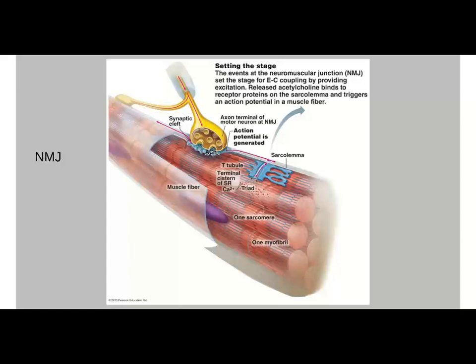Well, the sarcolemma, remember, has those infoldings where parts of that cell membrane fold in. We call that a T-tubule or a transverse tubule. And since that T-tubule is part of the sarcolemma, it's made of the same stuff, as this action potential spreads along the surface of the muscle cell, it also travels down the T-tubules.